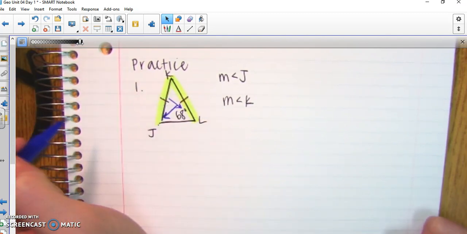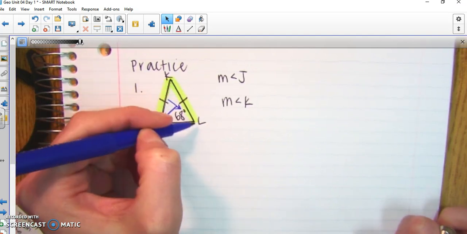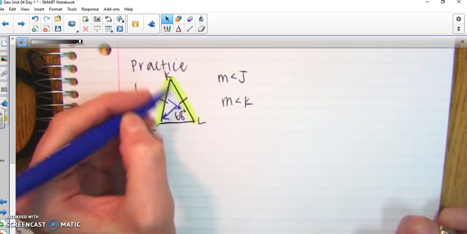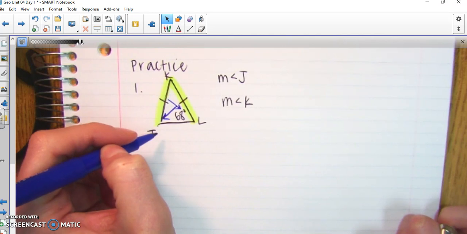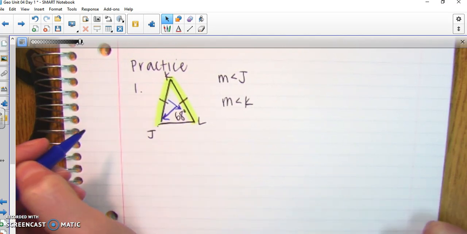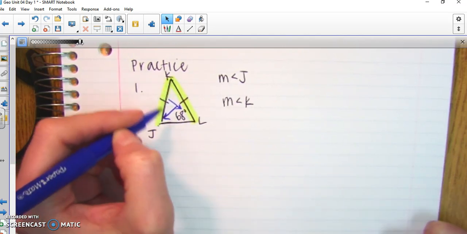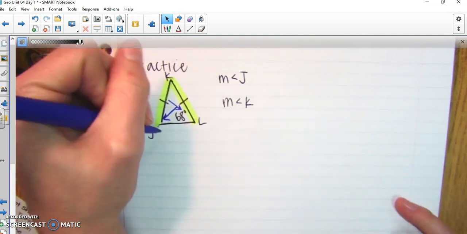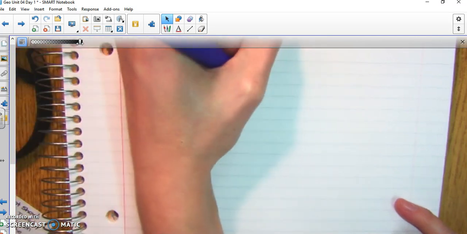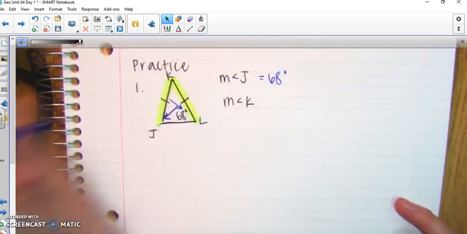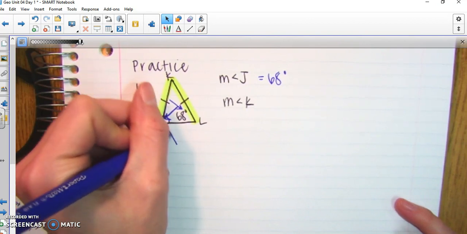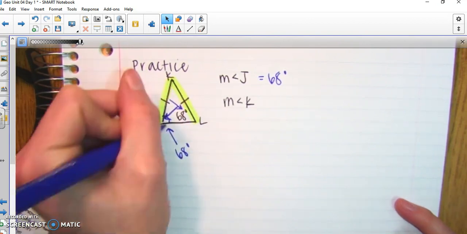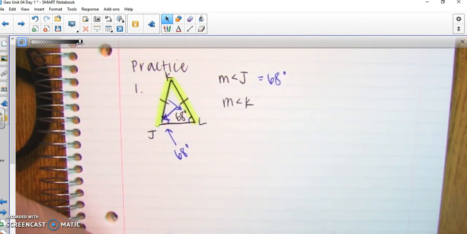So remember that theorem we just talked about. If we know that segments are congruent, so we know that KL is equal to KJ, then their opposite angles are also congruent. So if KJ is opposite to 68, then KL will also be opposite to 68. So this angle J will also be 68 degrees. So that angle right there is also 68 degrees. So these two angles are congruent.